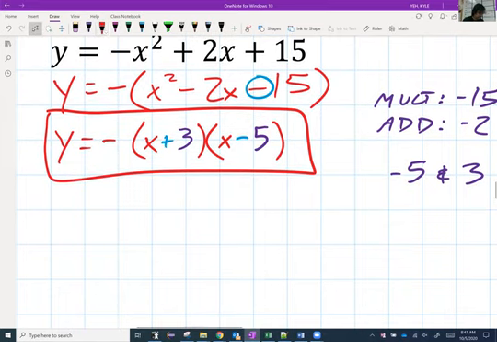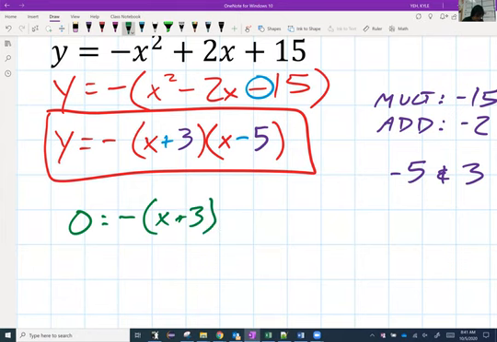To solve, we're going to set it equal to 0. y equals, 0 equals negative, x plus 3 times x minus 5. Once again, the negative 1 out front, is there any way we can make that equal to 0? No. So it does not contribute a solution. It is part of the equation, but it doesn't give us a solution.